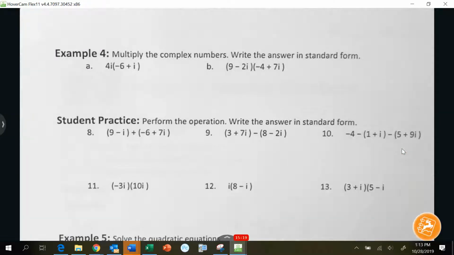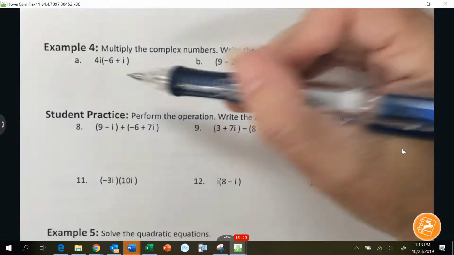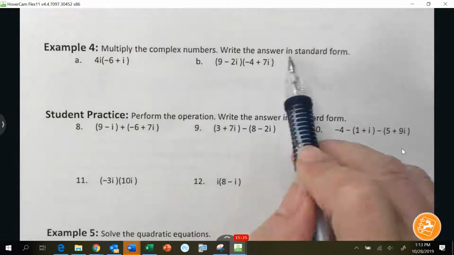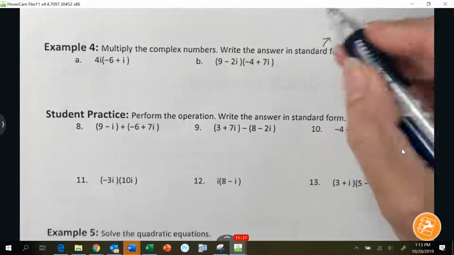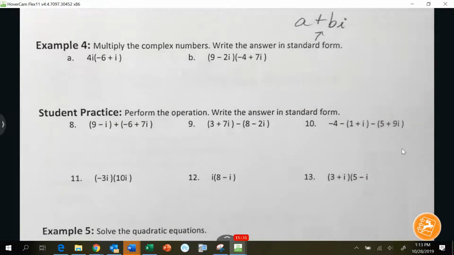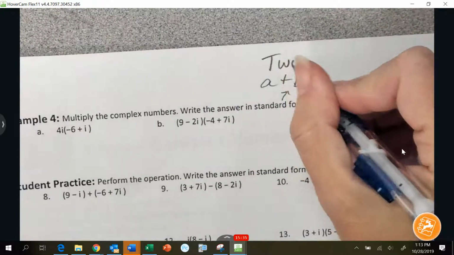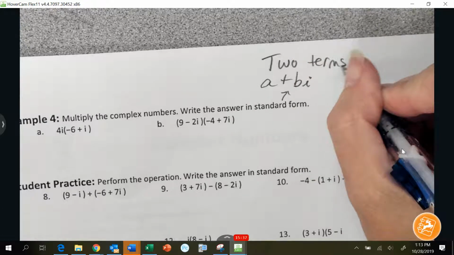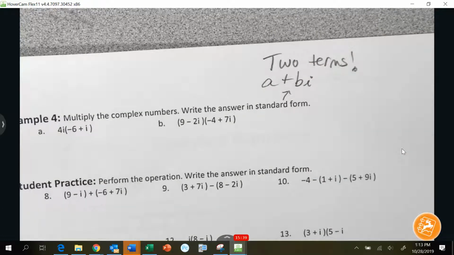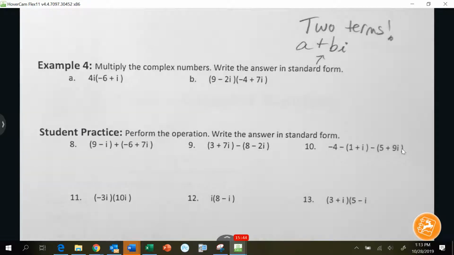Okay, so now we're on example 4, that is multiply. So here I am going to multiply. Oh, and then it says write the answer in standard form. That means the answer should be a plus bi. That means your answers should only have 2 terms. So when you're done, if you have more than 2 terms, something's either not done or you've messed up. 2 terms for these answers.